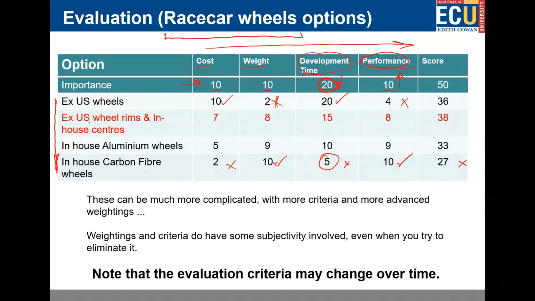And what's actually best is a hybrid between rims off the shelf and our own wheel centers, which is what you see here. And this one scores 38 out of a possible 50. Okay, but close to that is actually wheels off the shelf itself. So that's sort of how we can actually come up with, using evaluation, a selection of a particular concept once you've listed quite a few.